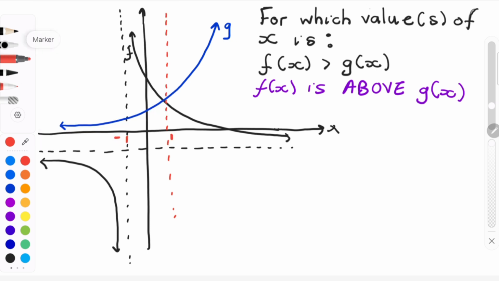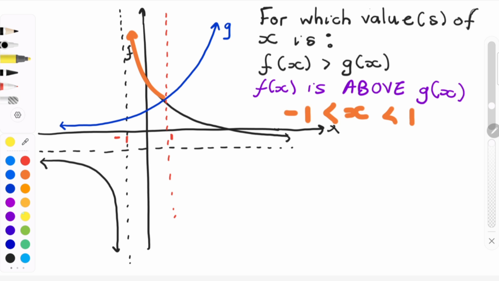So now let's take a look at where f of x is above. F of x is above right here. The orange part, f of x is above. And really, that's the only place where f of x is above. So that happens when x is greater than -1 but less than 1.